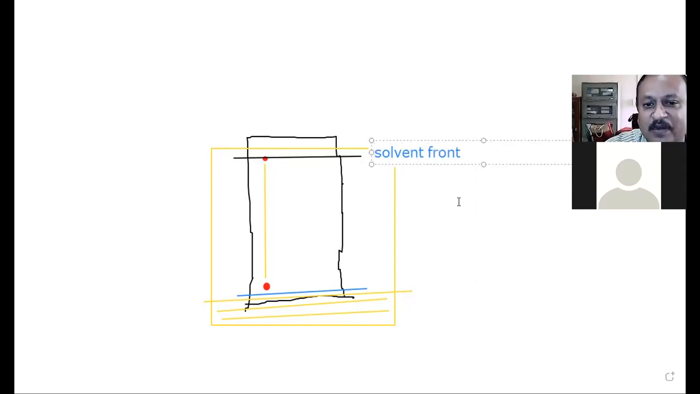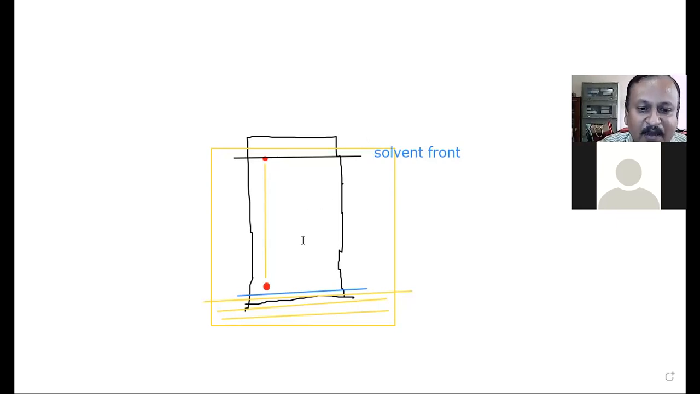Solvent front is here, this line. Your sample has gone with the solvent front. There is absolutely no partitioning. The same will happen if you have non-polar sample components and a non-polar solvent. Again, the same thing will happen, because non-polar molecules will dissolve in the non-polar solvent. And once again, all the sample components will go with the solvent front, and there will be no separation.